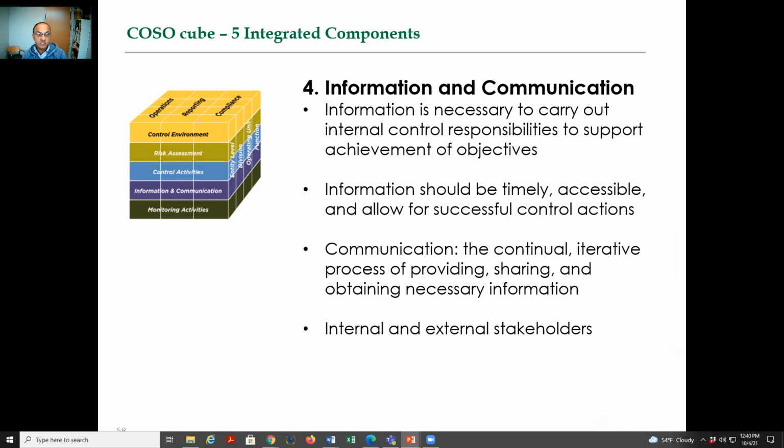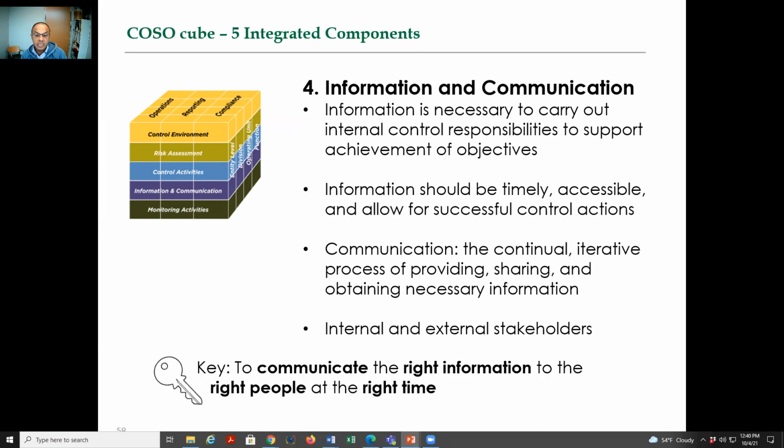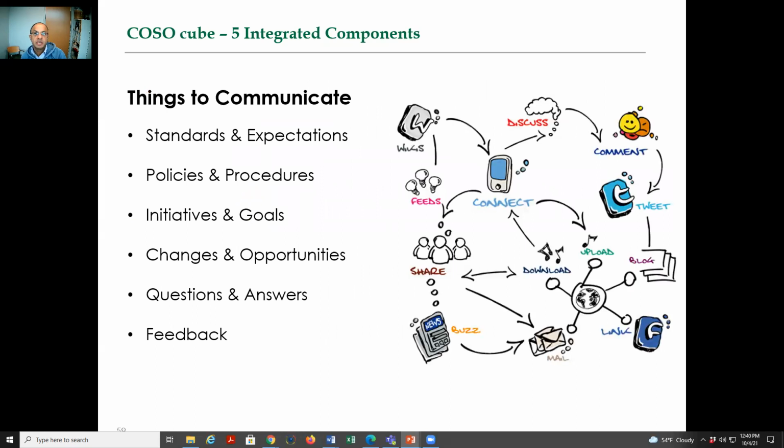The information is necessary to carry out the internal control. And communication is the continual, iterative process of providing, sharing, and obtaining information. Make sure that all the information in the journal entries is correct and communicated through the accounting cycle in the right way: to communicate the right information to the right people at the right time. This is the key point.